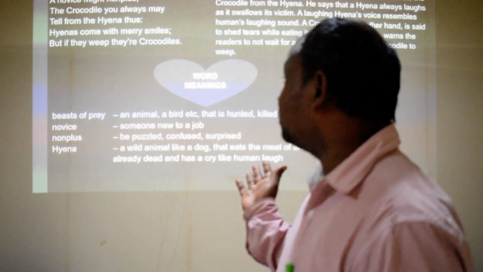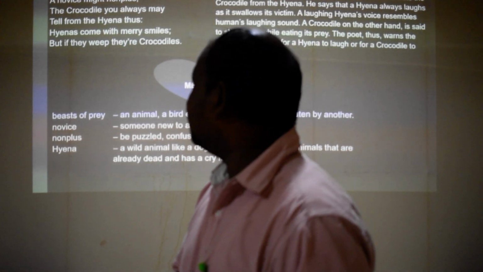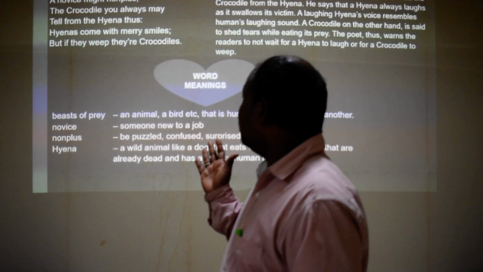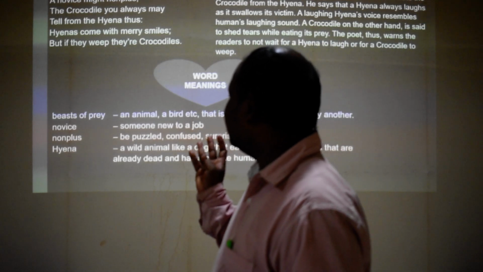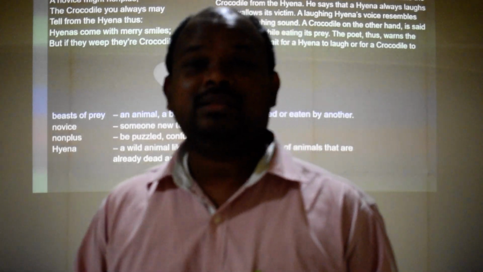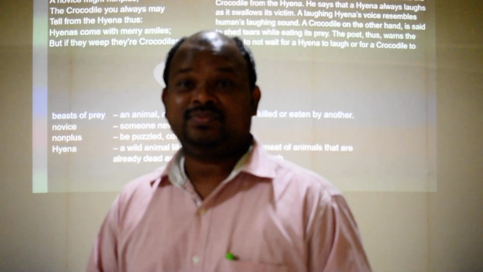The next slide we see the fifth stanza. What does it talk about? The fifth stanza talks about hyena and crocodiles. Though to distinguish beasts of prey, a novice might not, plus the crocodile you always be. Tell them the hyena does. Hyenas come with merry smiles. The poet is telling that hyenas would come with merry smiles.